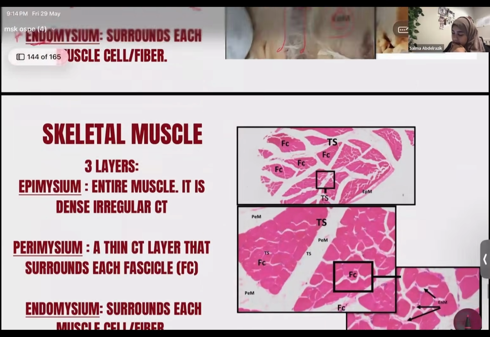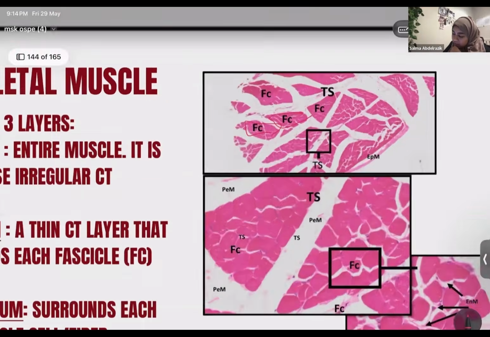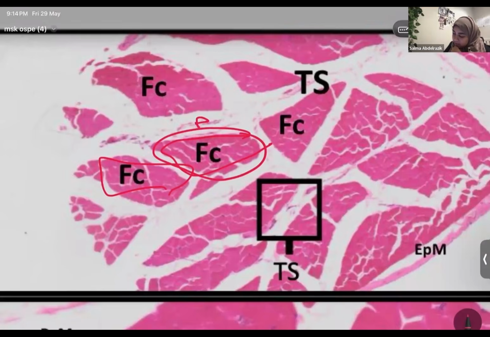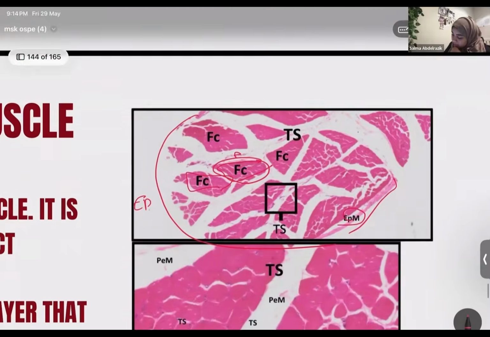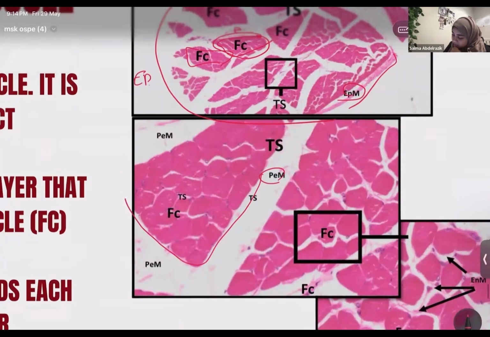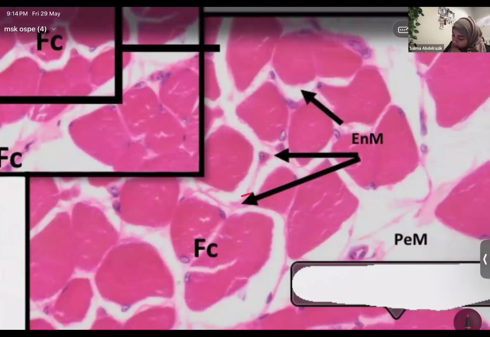This is a better picture. FC is a fascicle. Around each fascicle over here, you'd have a perimysium. Around all of this, you'd have an epimysium, which is over here. Perimysium is around each fascicle. Endomysium is around each fiber alone.